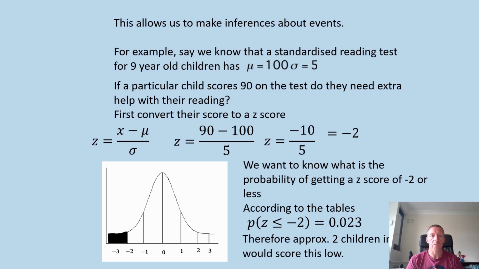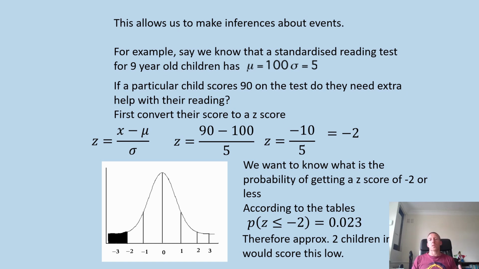If a particular child scores 90 on the test, do they need extra help with their reading? So there's a research question. The first thing to do is to convert their test score to a Z score. We do that using what's known as the Z formula. Z is whatever their score is, X, minus the mean, divided by the standard deviation. In this case, the child scores 90. We subtract the mean, which is 100, and divide by 5. What we get is negative 10 divided by 5, which gives us a Z score of negative 2.